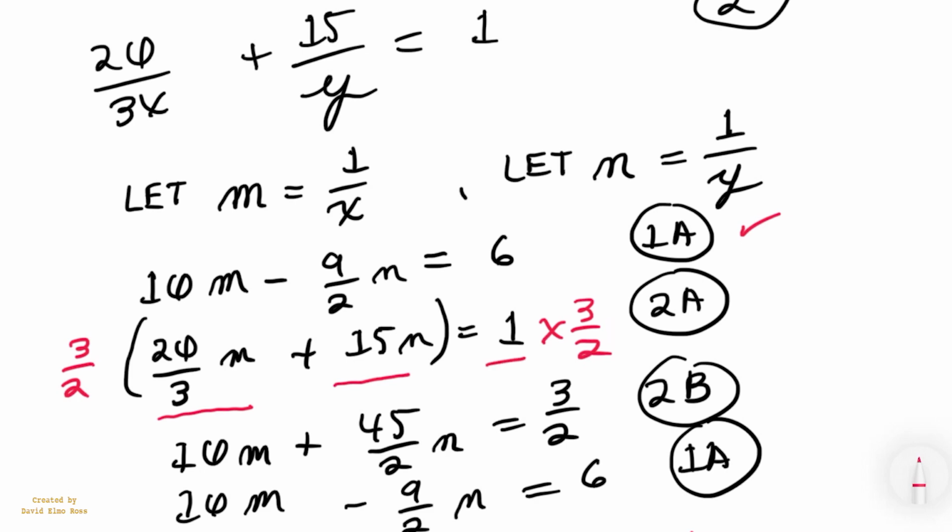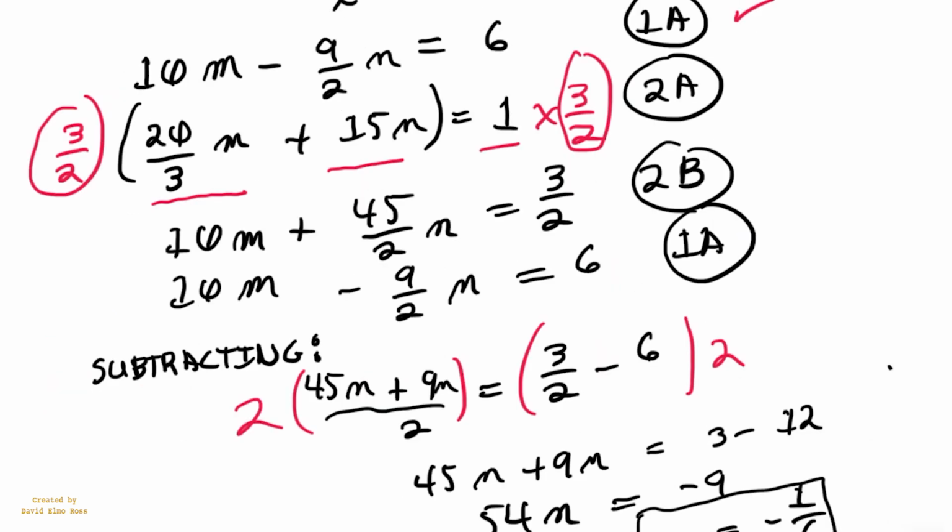And then to make it cancel out with equation 1a, we're going to multiply both sides by 3 over 2. When we do that, we're going to get the following. When we multiply this out, equation 2a becomes equation 2b, so we get 10m plus 45 over 2n equals 3 over 2. And our first, 1a, is still 10m minus 9 over 2n equals 6.